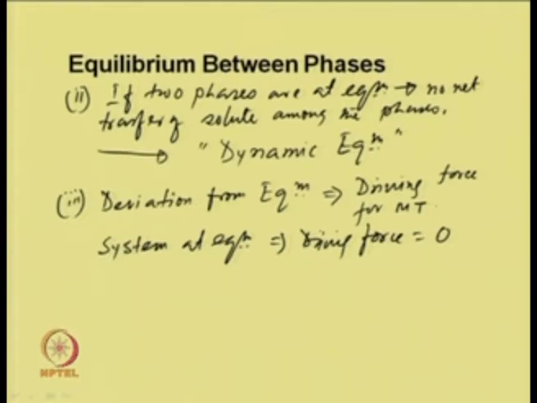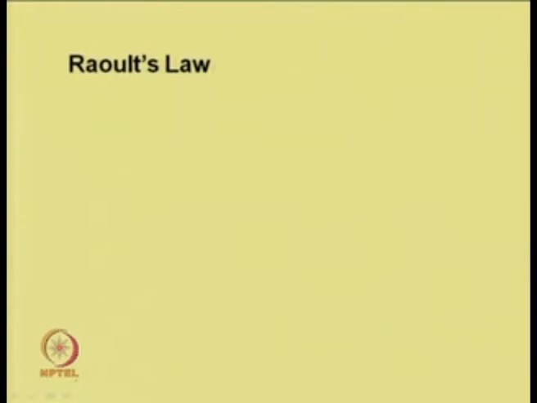Now, to calculate the equilibrium data, we mainly depend on experimental data. There are some attempts to calculate the equilibrium data theoretically. Two important laws of equilibrium relations between the phases are very important. Those are Raoult's law and Henry's law.